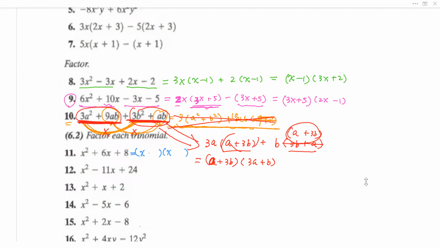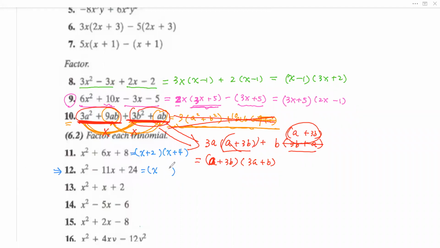All right, so it's parentheses x plus 2, and then parentheses x plus 4. Okay, got it, because 2 plus 4. Next, Angie. Angie, give some other people an opportunity, Thomas. Thank you so much. All right, Angie. Number 12, what's next?